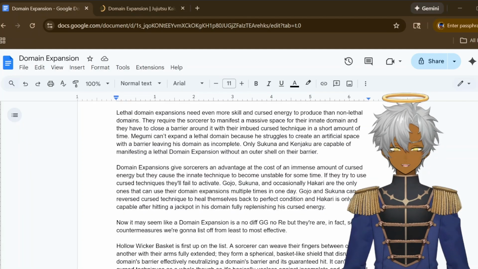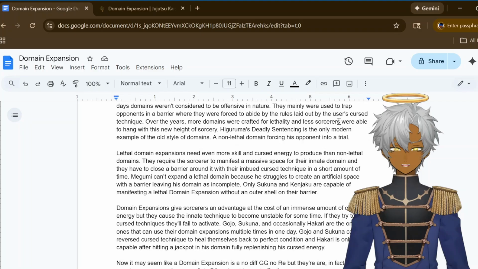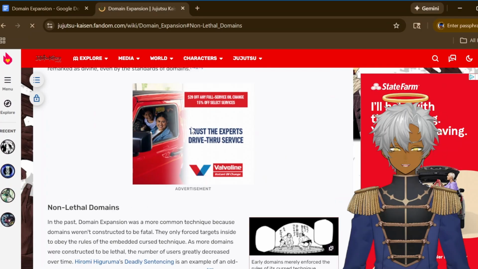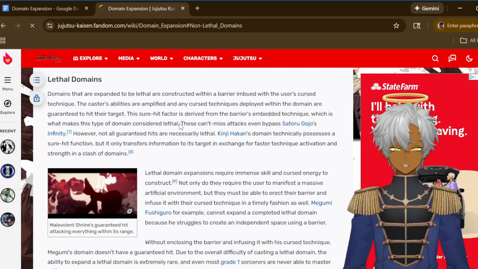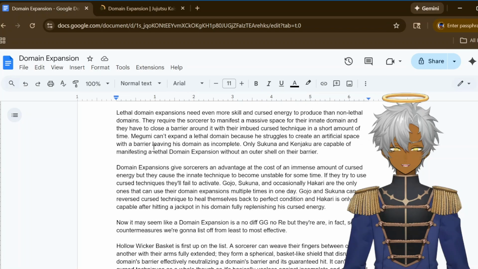All right. Next, we are going to be talking about lethal domains. As it said in the previous paragraph about non-lethal domains, originally that's how domains were. They were non-lethal and just used to force people into basically playing their game. There was a time period where domains started getting more lethal, and that's because there was a lot of sorcerer on sorcerer violence. Because of that, a lot of people started tailoring their domains to a more lethal use. And that's the ones that we normally see, like Infinite Void and Malevolent Shrine.